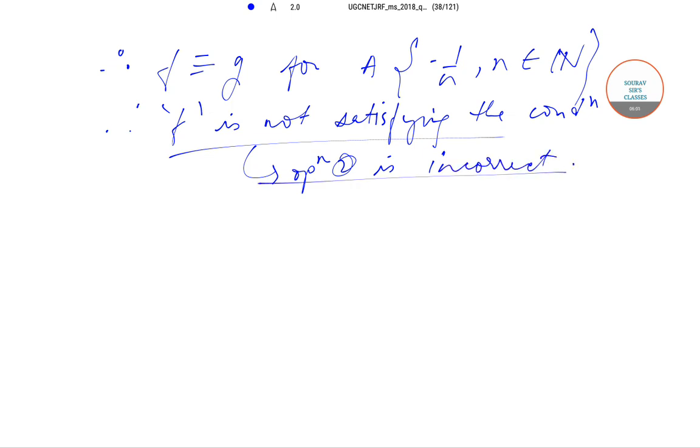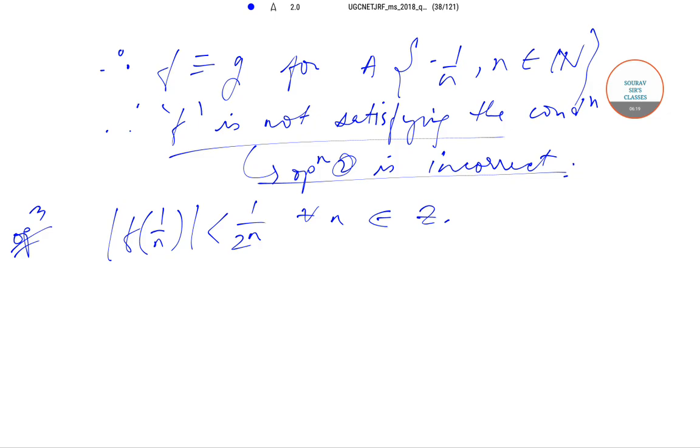Now let us proceed to option 3. In option 3 it has been said that mod of f of 1 by n is less than 1 by 2 to the power n for all n which belongs to z. Okay, so this is what we have been given. So now if n tends to infinity, then that implies that mod of f of 1 by n is less than 1 by infinity, which is equal to 0.